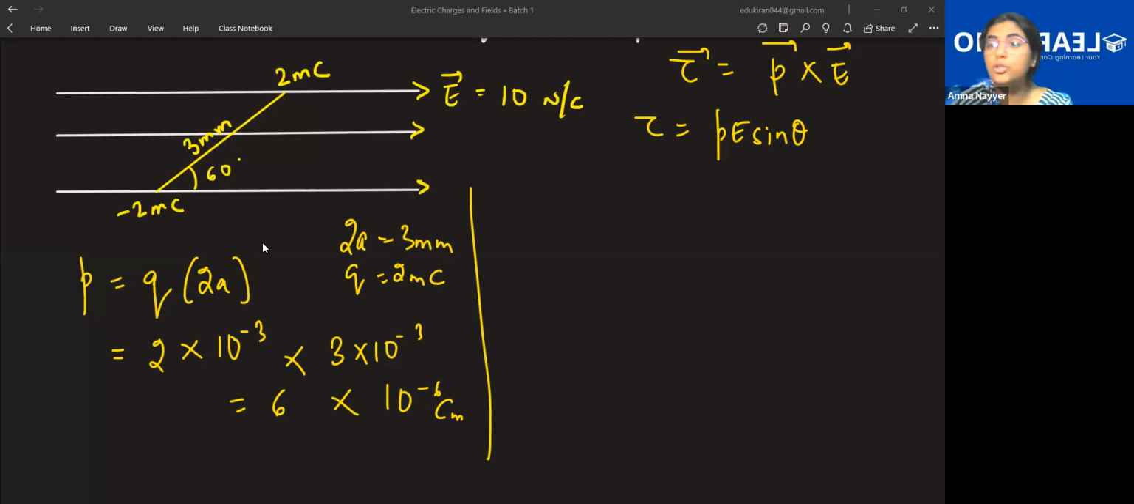Sometimes you will find it as 2L. But this 2 portion is there. a will be half of the dipole. a is half of the dipole. That's why 2a is the entire length of the dipole. So we have the dipole moment with us.